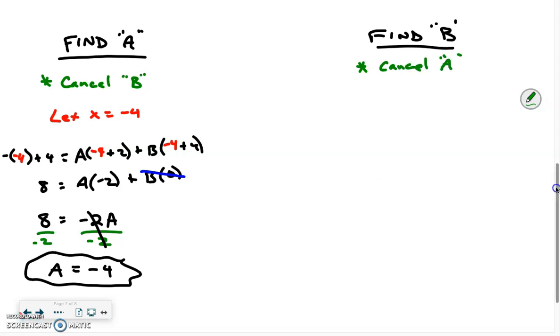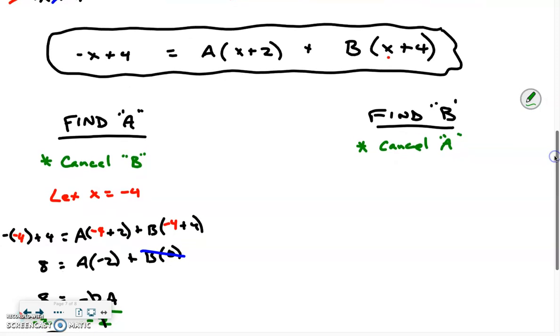So in a very similar fashion, we want to be able to cancel A by plugging in a specific value in place of x that's going to cause that cancellation. In this particular case, looking at my parentheses, x plus 2, if I were to allow x to equal -2, that should do the trick.